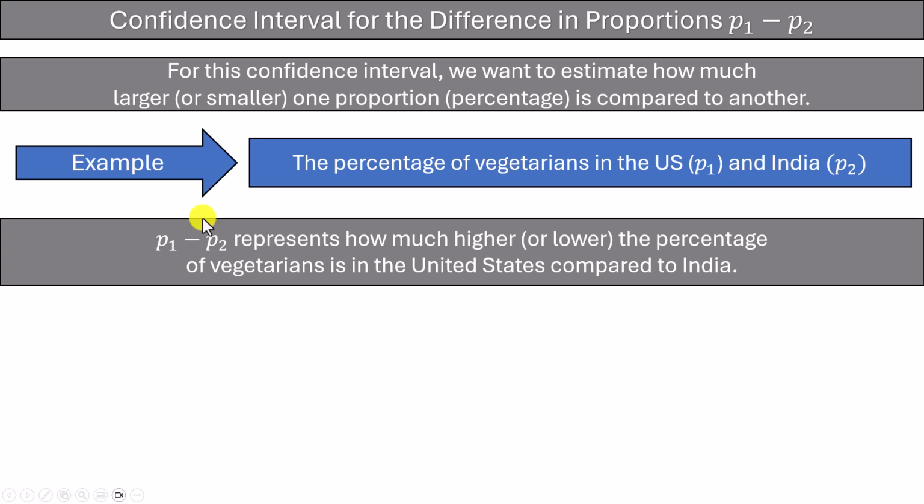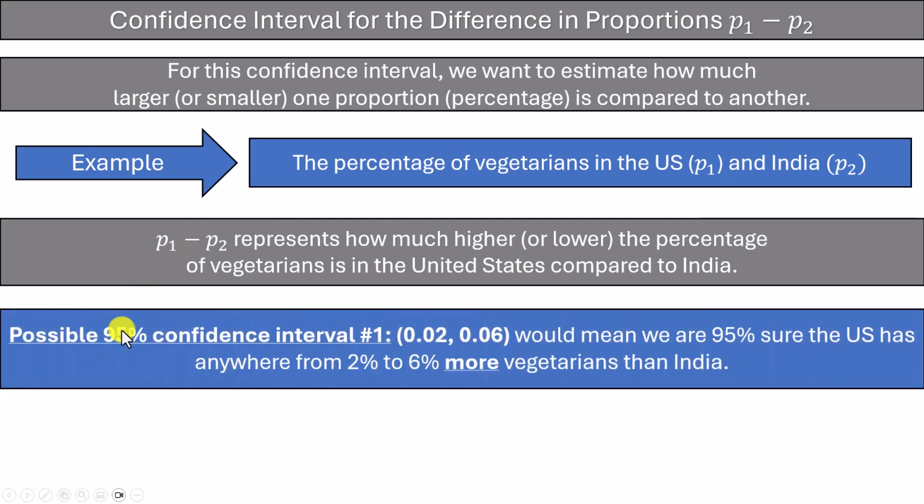the second. So for example, let's say we have a 95% confidence interval for the difference in two proportions, and we get 0.02 to 0.06. That would mean that we are 95% sure that the United States has anywhere from 2 percentage points all the way up to 6 percentage points more vegetarians than India. An unlikely result if you know anything about the percentage of vegetarians in these two countries.